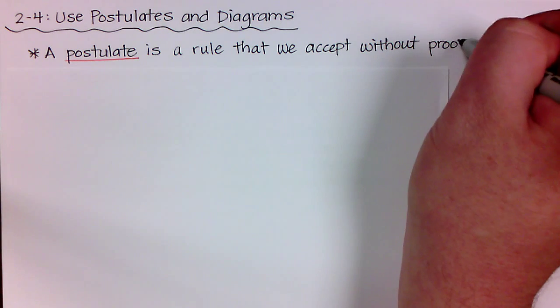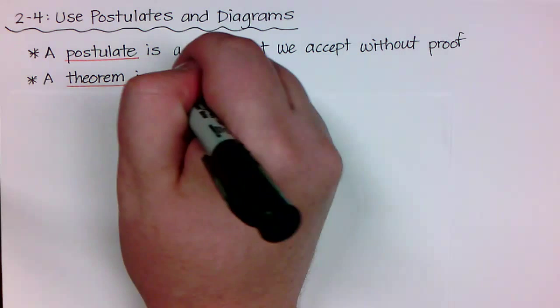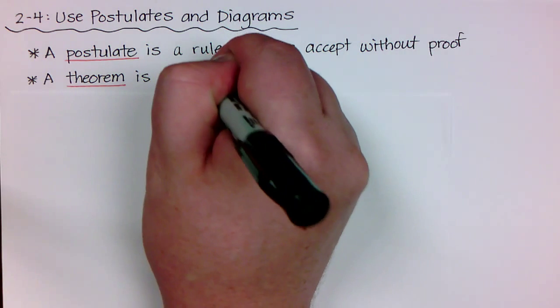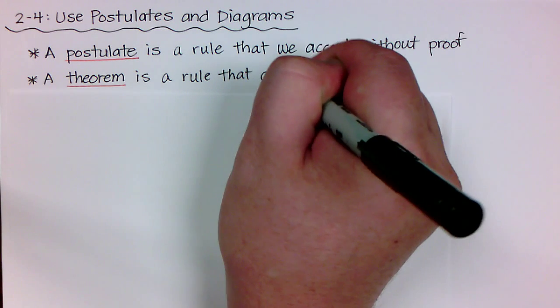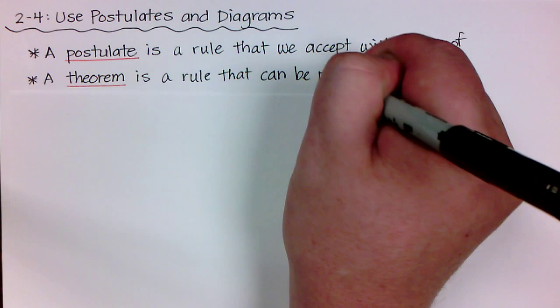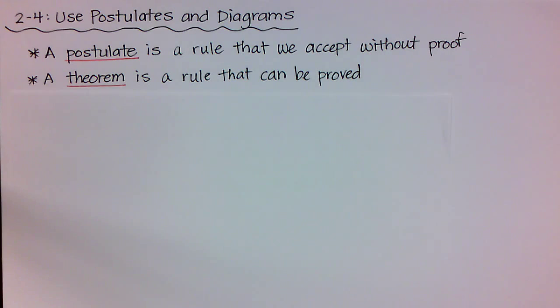So you're going to find that there's many things that we just have come to accept, but we can't prove it, all right? But we know that it's true. Whereas a theorem is a rule that can be proved. And in geometry, you guys are going to be working with a lot of both of these concepts, postulates and theorems. But today is mainly going to be using postulates.